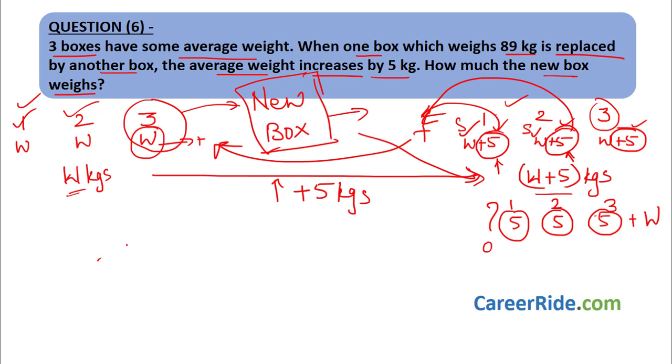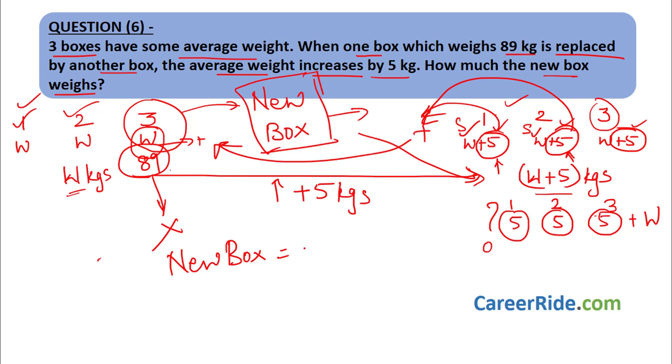So, the new box. So, over here in this, what do we have? This third box has a weight of 89 kgs. Right? They have given. This is not the average. Please remember, this is the individual weight. We are removing this box. Okay? We are putting in a new box. And this new box will do what? It increases the average. Since it is increasing the average, that means it is adding weight. So, the new box weight has to be greater than the old box weight.